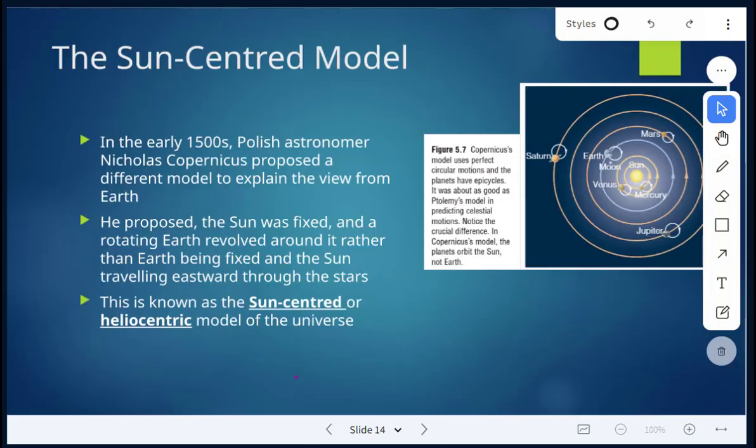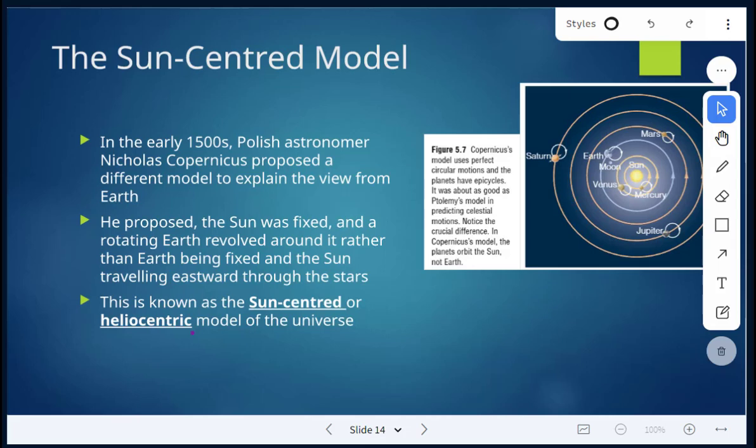And then came the sun-centered model. So in the early 1500s, Nicholas Copernicus, a Polish astronomer, proposed a different model to explain the view from Earth. He proposed that the sun was fixed and a rotating Earth revolved around it, rather than Earth being fixed and the sun traveling eastward through the stars. So this was called the sun-centered or heliocentric model of the universe.